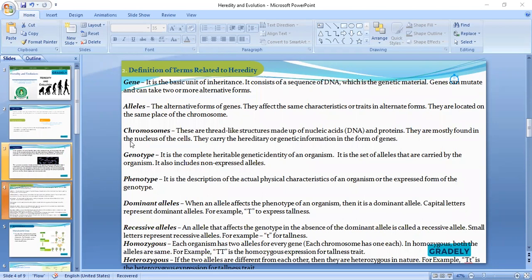Now, we say that they are thread-like structures made up of what? Nucleic acids, DNA. Now, remember that we have two major types of nucleic acid. I don't just want to talk about this thing I'm teaching you here and leave the rest. No, I want to make sure that I touch every concept that is for you to know. So when we are talking about nucleic acid, there are two major types of nucleic acid.